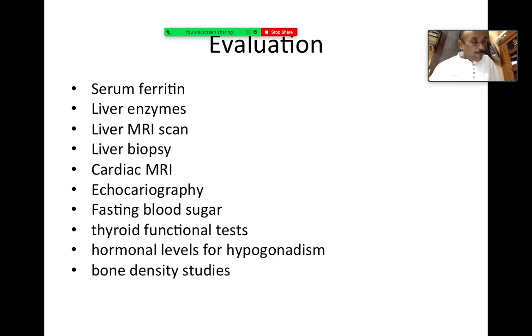And diabetic evaluation can be done with blood sugar levels, fasting, as well as postprandial. And thyroid function tests will help you to assess the presence of hypothyroidism. And hormonal levels of hypogonadism should be carried out, besides bone density studies. This is a spectrum of investigations that are carried out in a patient suspected of hemochromatosis.